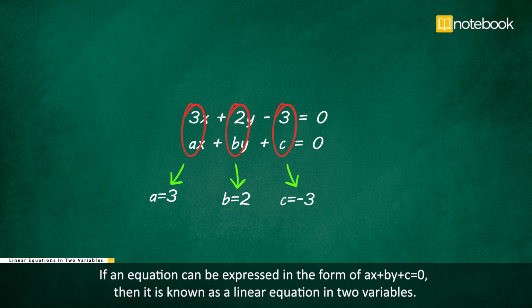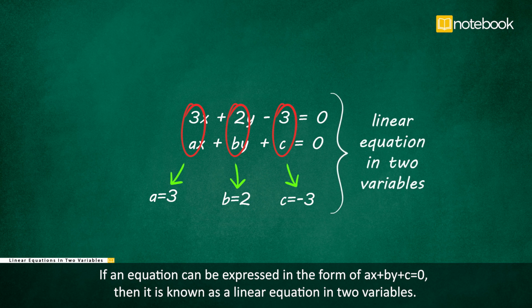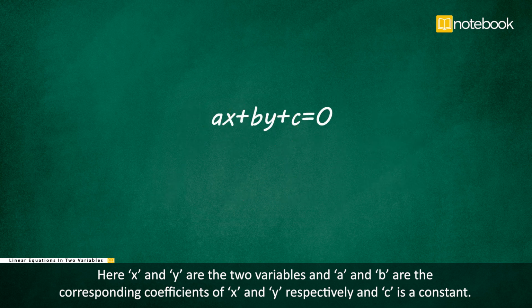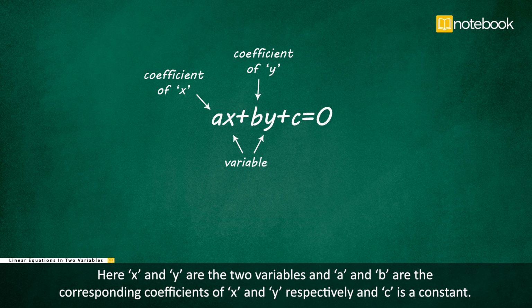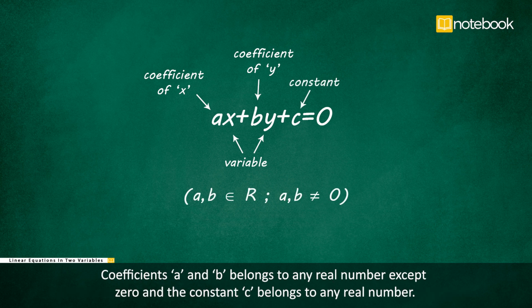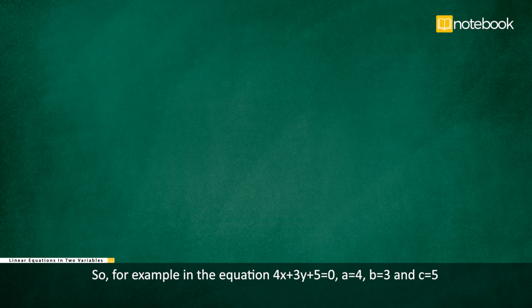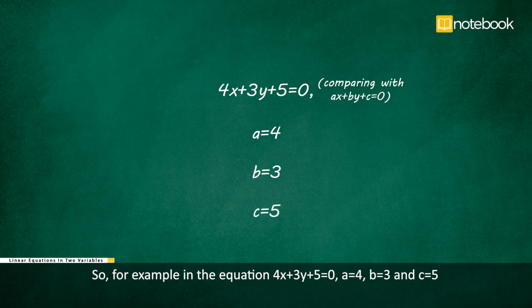If an equation can be expressed in the form of ax plus by plus c is equal to 0, then it is known as a linear equation in two variables. Here, x and y are the two variables and a and b are the corresponding coefficients of x and y respectively, and c is a constant. Coefficients a and b belong to any real number except 0 and the constant c belongs to any real number. So for example, in the equation 4x plus 3y plus 5 is equal to 0, a is equal to 4, b is equal to 3 and c is equal to 5.